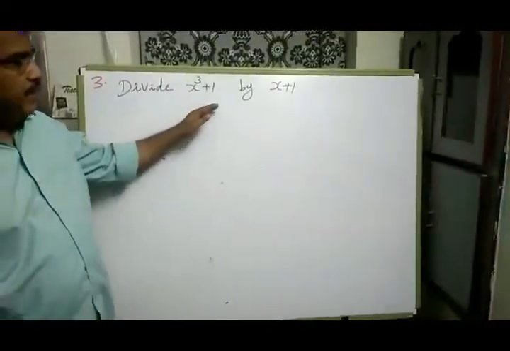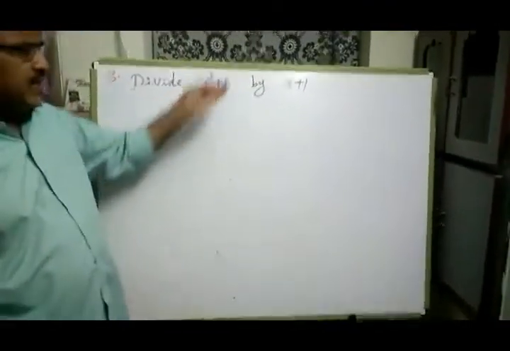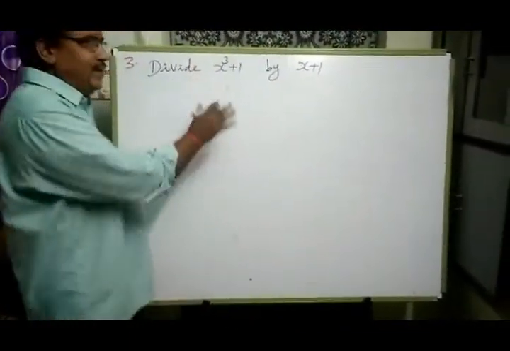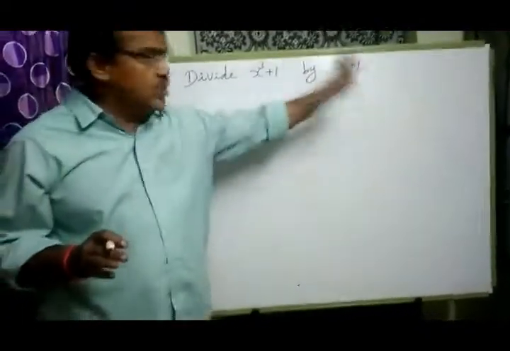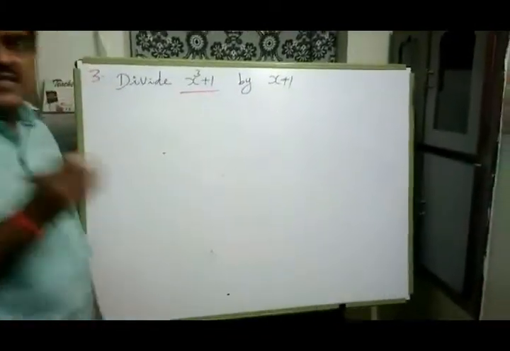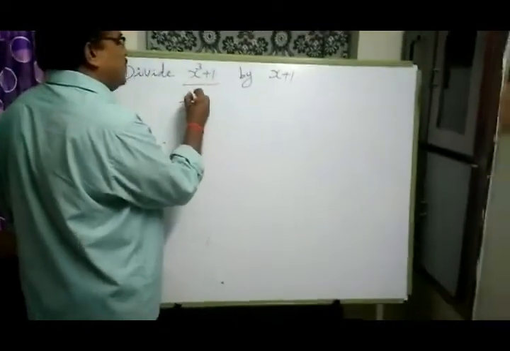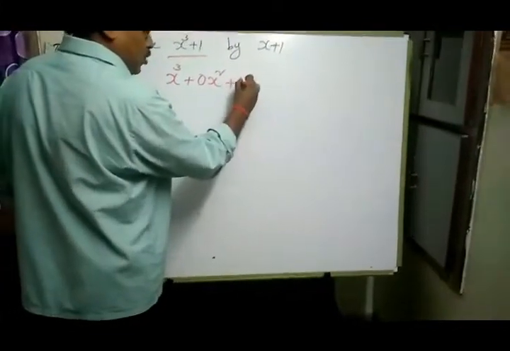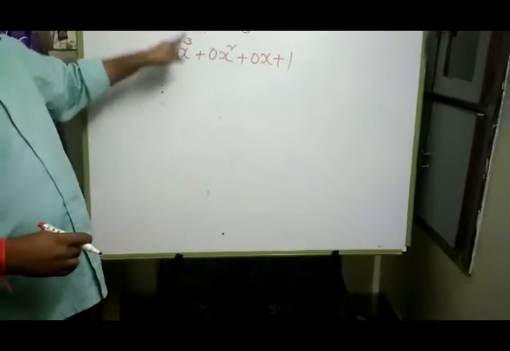x cube plus 1 by x plus 1. So here it is f of x or p of x, that is g of x, whatever way we can take. Now actually the very important point, first of all we have to check whether it is in standard form or not. Yes, it is in standard form. The most important point is here some terms are missing. That's why carefully you write this as x cube plus 0x square plus 0x plus 1. Both are same. X cube plus 1 is the dividend.